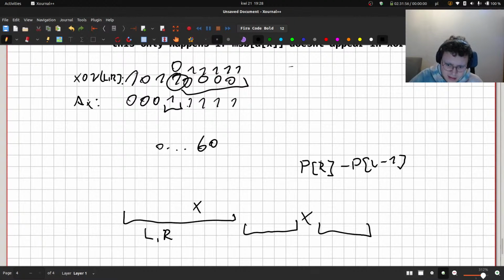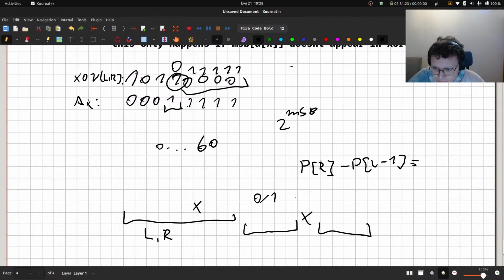And we'll calculate these prefix sums only on 0, 1 elements: if 2 to the power of MSB appears or it doesn't appear. So we now want to calculate for x such that the bit that we are in is the MSB of x. We want to calculate the number of pairs R, L such that P from R minus P from L minus 1 is even.